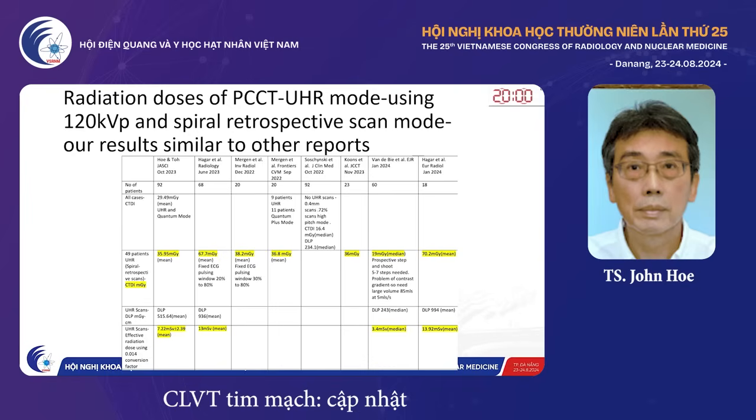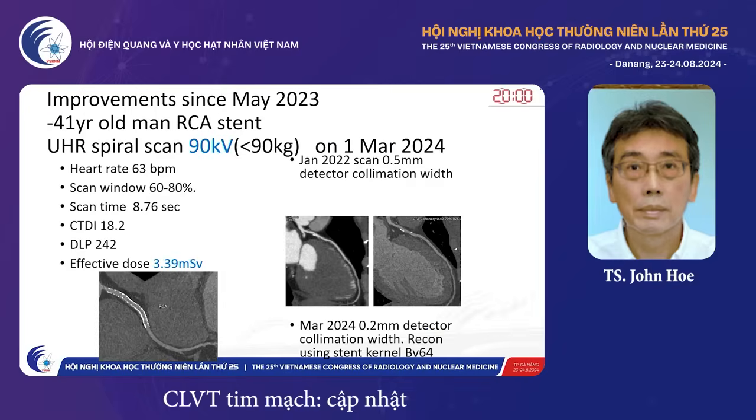Here's a paper that was 13 millisieverts on average, another 13.92 millisieverts. This dose was much lower, but they didn't do retrospective gating. They did step and shoot, which is not really practical in clinical practice because the Z coverage, as I mentioned, is 2.4 centimeters. However, since May 2023, there have been some improvements because PCCT is a new technology. Now we can scan using 90 kV, and you can see the effective dose has come down, and of course the image quality is very good.